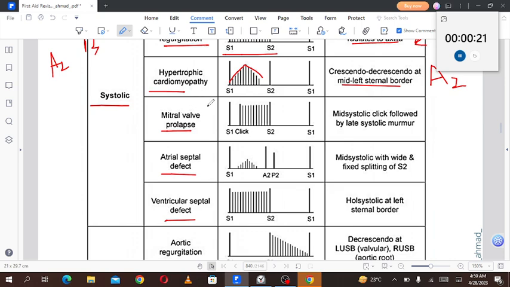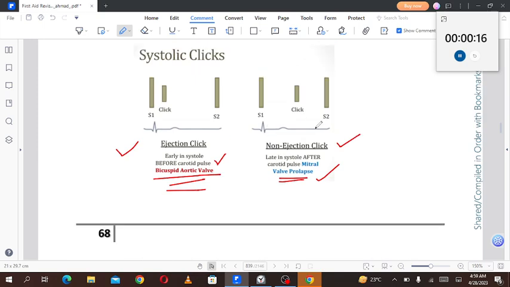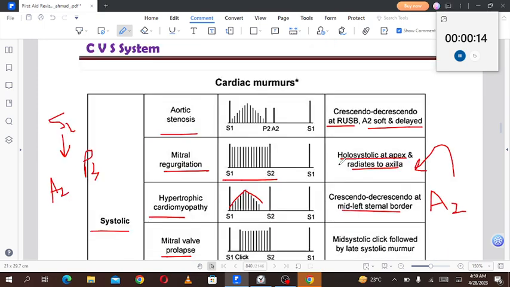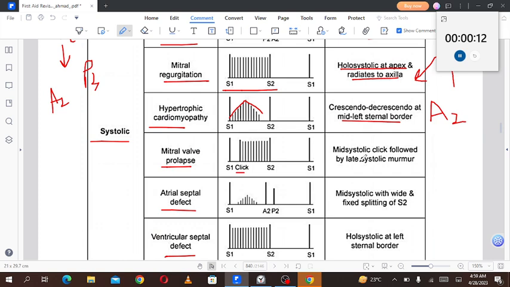Then the mitral valve prolapse. We will find a mid-systolic click, and that mid-systolic click will be a late click after the carotid pulse. So that mid-systolic click will be auscultated, followed by the late systolic murmur.